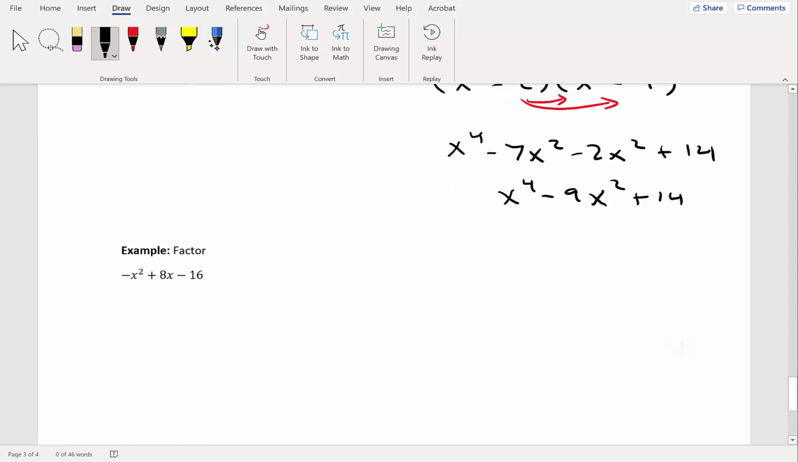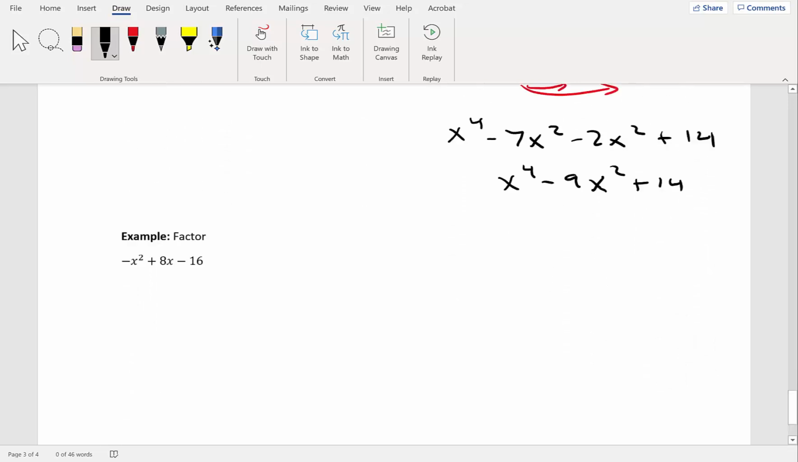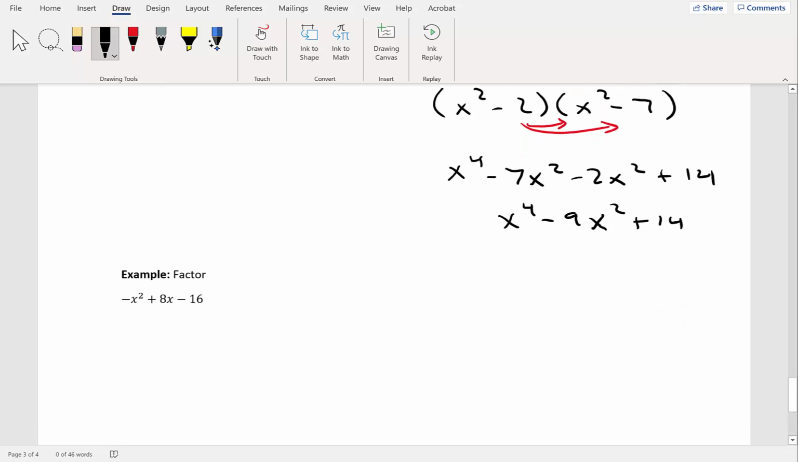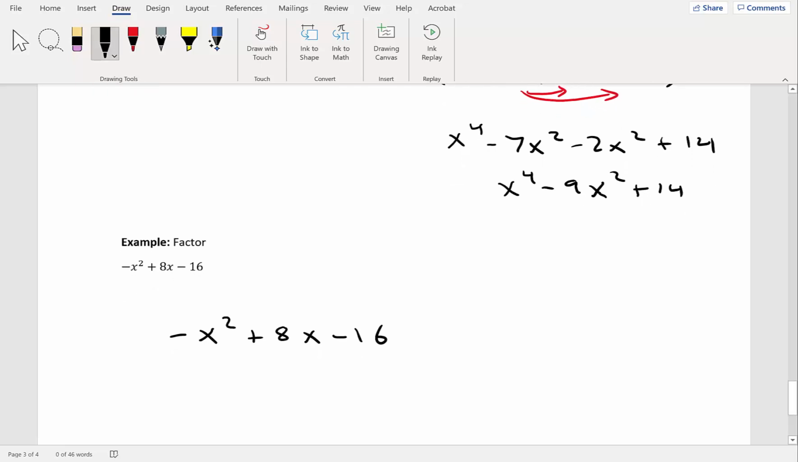Now, one last problem. Okay, so we have negative x squared plus 8x minus 16. Now, whenever you're factoring out, you want this first term to be positive. Okay, it makes your life a whole lot easier. So what I'm going to do first is factor out a negative from there. So I'm going to take out a negative 1. If I factor out this negative, I'm left with positive x squared minus 8x plus 16.